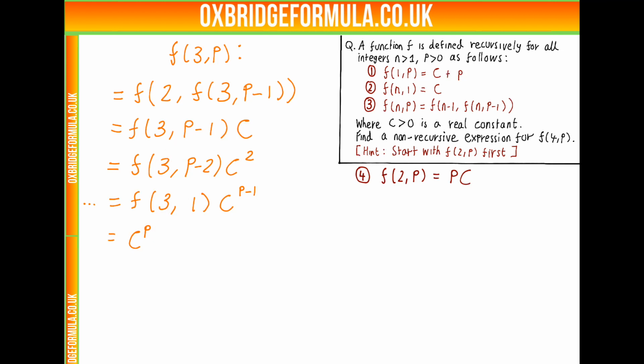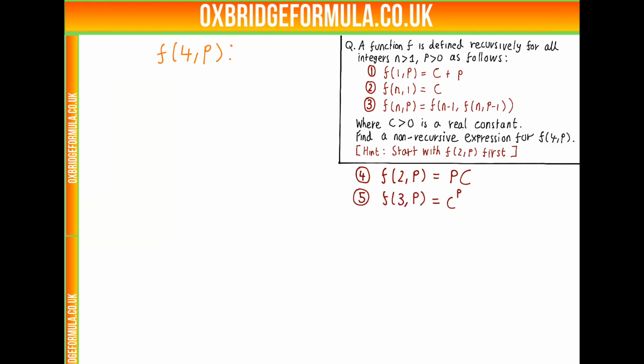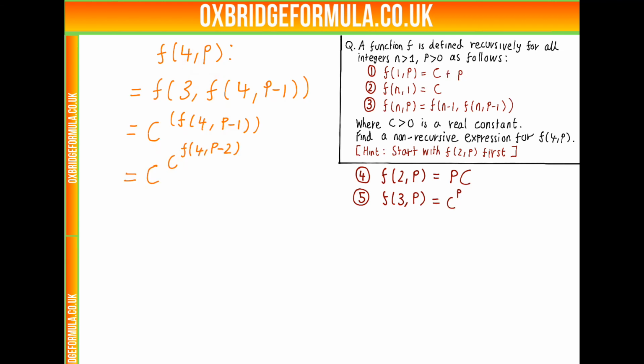Now using this rule and the same methodology, we should be able to work out f(4, p). So here's f(4, p) with our new rule 5, that f(3, p) is c to the p, and let's try and make a bit of progress. As before, let's use rule 3 first, so f(4, p) is equal to f(3, f(4, p minus 1)). And we'll utilise the rule 5 we've got now, that we can rewrite this as c to the f(4, p minus 1). And if we do that again, f(4, p minus 1) we can write as c to the f(4, p minus 2) by the same logic, to get c to the c to the f(4, p minus 2).